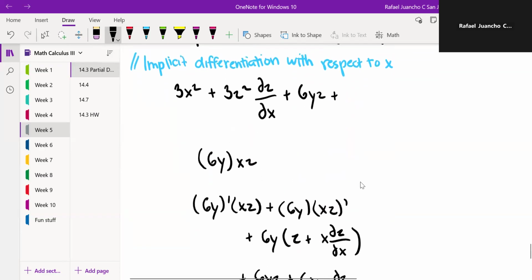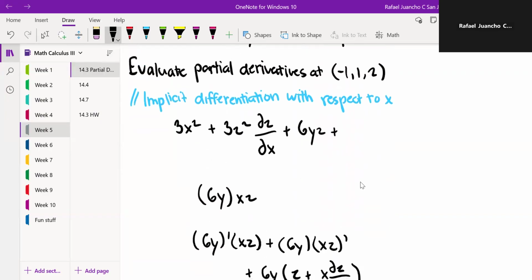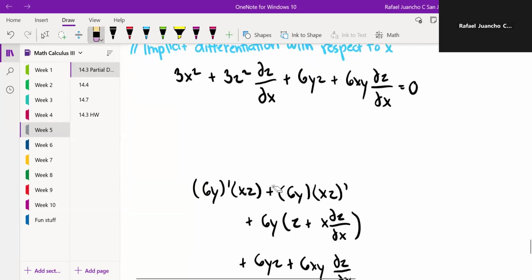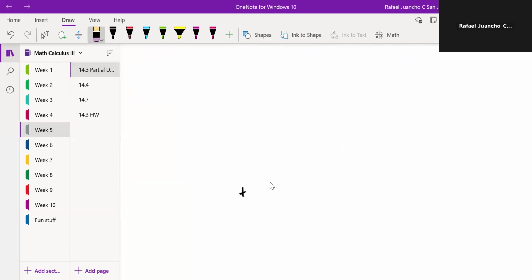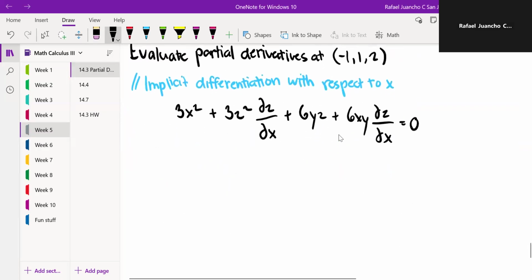Yeah. And then we have 6xy, my partial. Okay. And this should give me 0, right? Well, obviously. Derivative of 0 is 0, because there's no change in 0. That's why. Okay, so that's done.